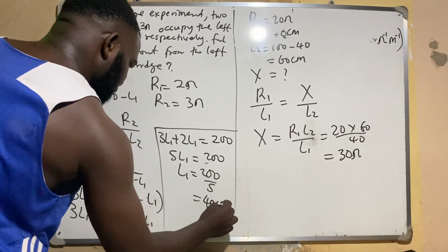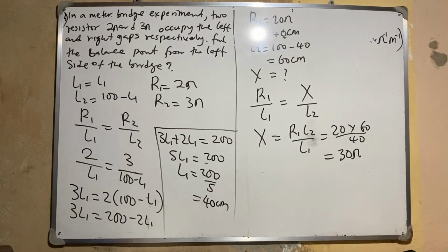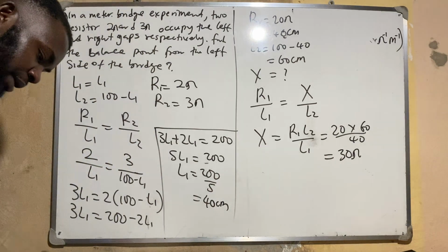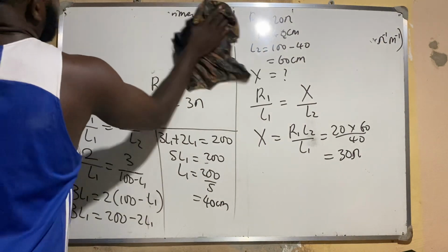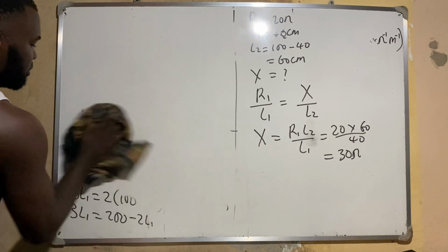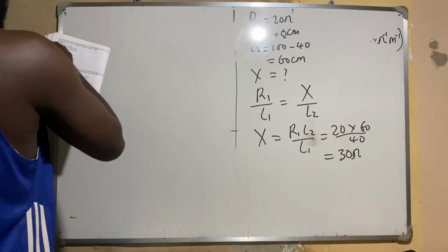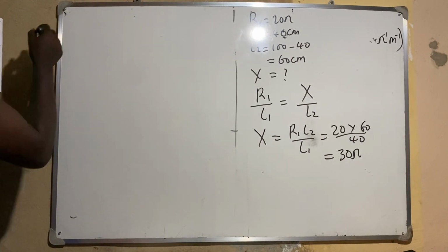So 40 cm. So the balance point from the left is 40 cm. So that is that. So question number 4.